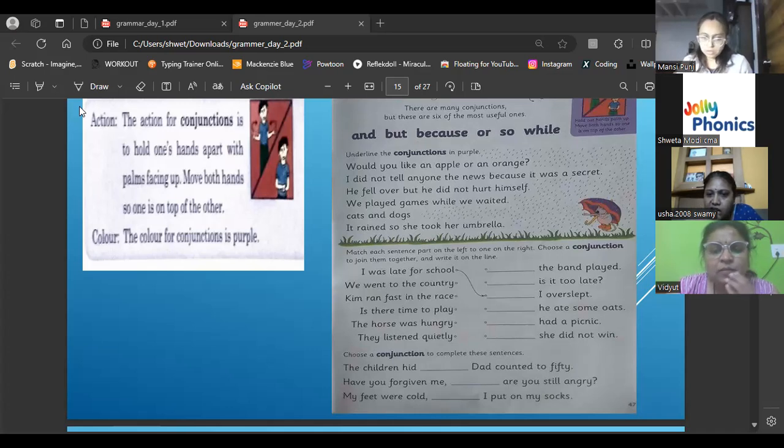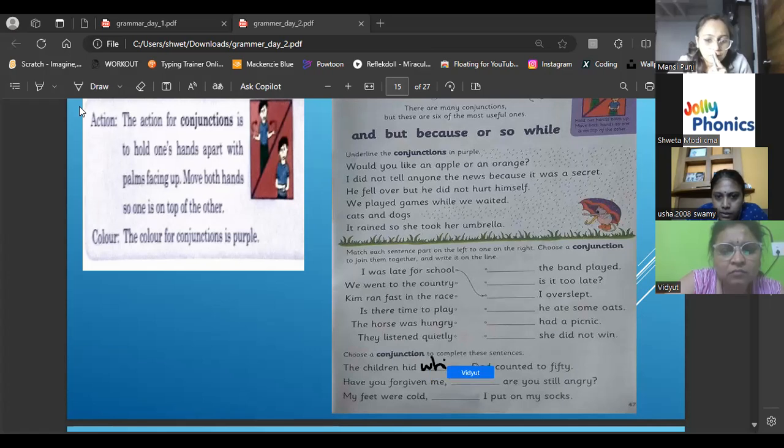Okay, next is choose a conjunction to complete these sentences. The children hid dash, dad counted to 50. The children hid because, when dad counted 50. And dad counted 50. While dad counted. Yes, dad counted 50, while. Have you forgotten me? Or are you still angry? My feet were cold, so I put on my socks.